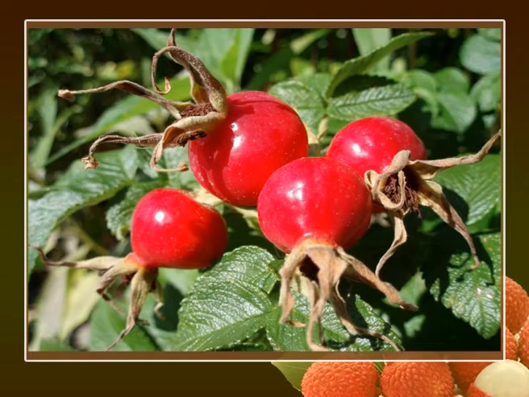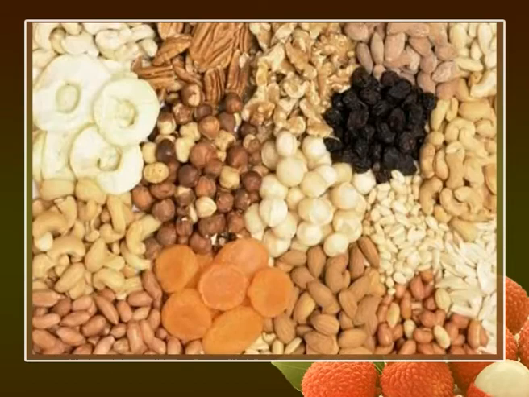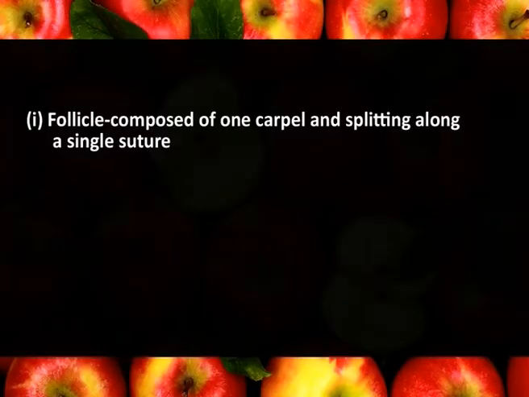Next is hip. It's also an accessory fruit that is having several separate carpels that are enclosed within the fleshy or semi-fleshy receptacle. Next, dry fruits. It's a pericarp dry at maturity. It includes dehiscent fruits, those which dehisce or split open when fully mature. Next, follicle. Follicle is usually composed of one carpel and splitting along a single suture.